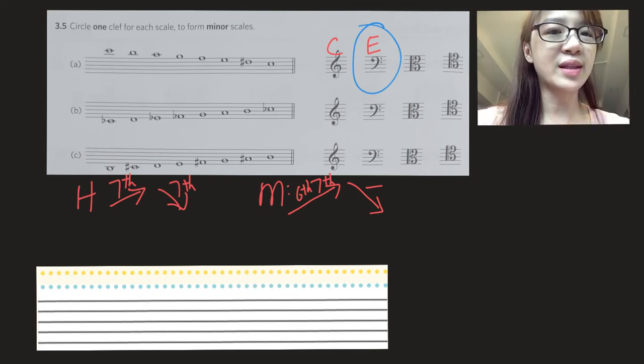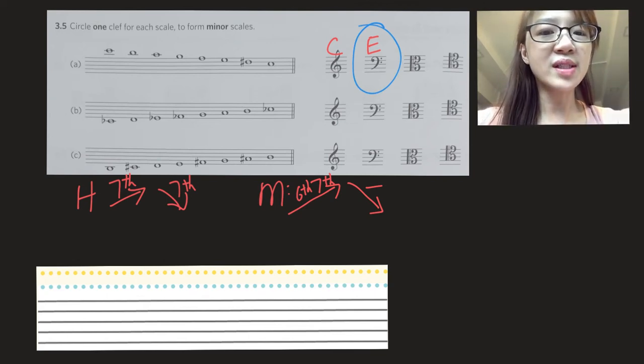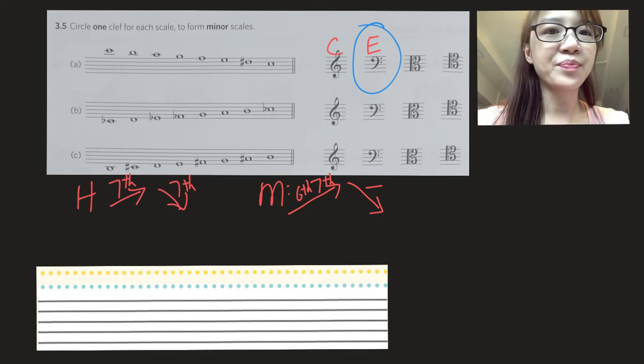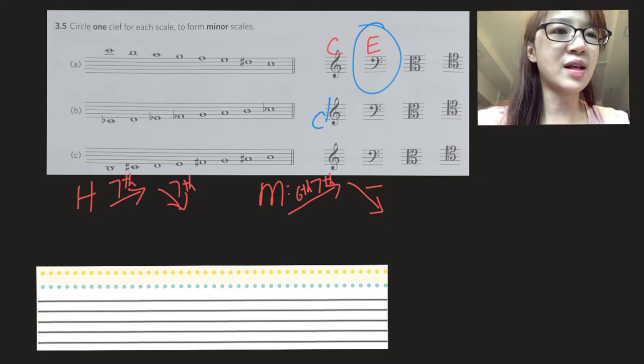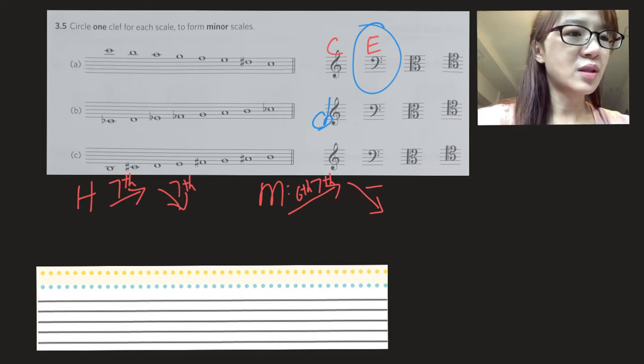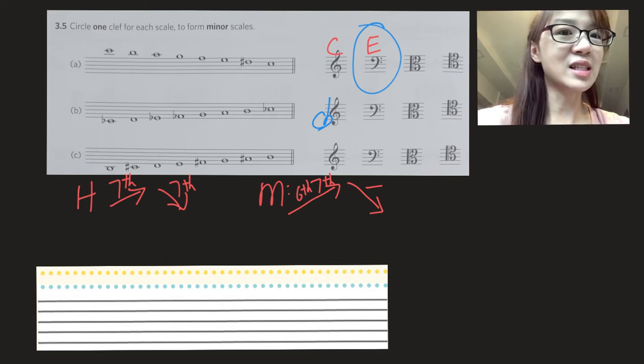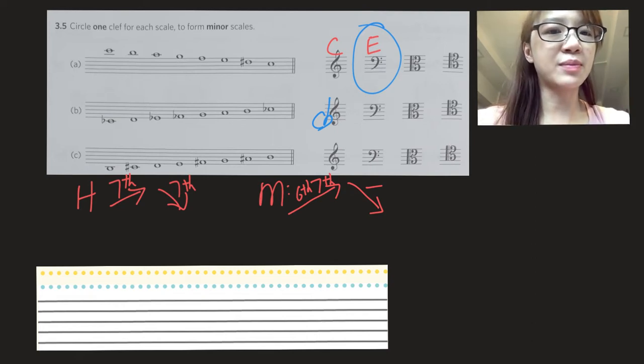Now continue with the next one. What is this note in the treble clef? This is C flat. Okay, C flat minor. The thing is we don't have C flat minor here, so it's not correct. In the bass clef, what is this note in the bass clef? This is E flat minor. Okay, E flat minor.